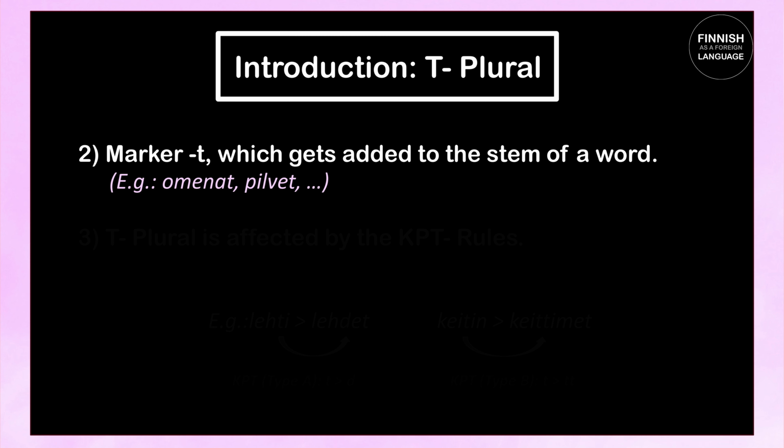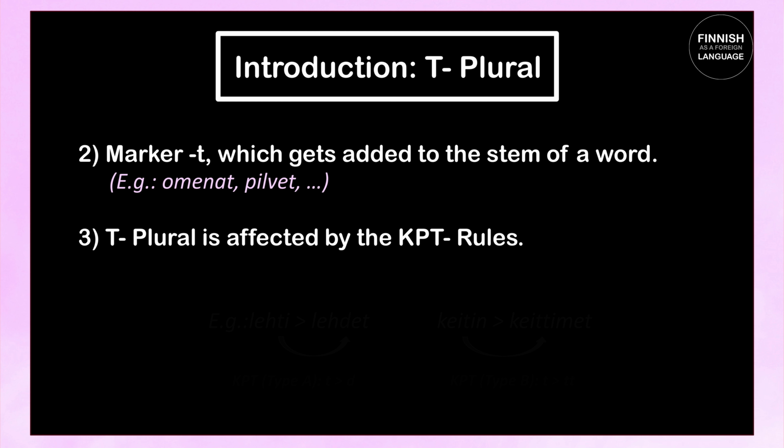The nominative plural marker is T, which gets added to the stem of a word. For example, omenat, which means the apples, or pilvet, which means the clouds. The nominative plural gets also affected by the consonant gradation. Lehti, which means newspaper or leaf, changes in the nominative plural to lehdet. So here we see a consonant gradation of type A from the strong T to the weak D, which is why we say lehdet, which means the newspapers or the leaves.